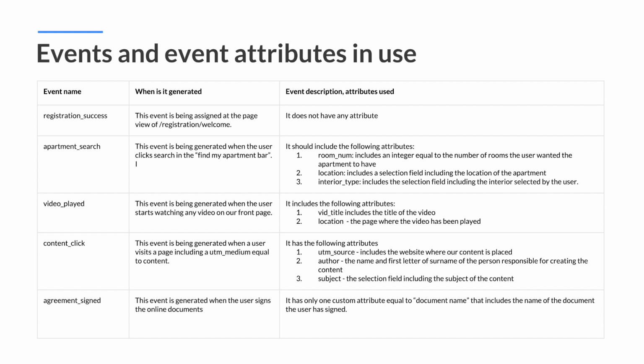For each event, you should include information on when it is generated and how it is generated, and all its attributes and what kind of data should be included in those attributes. A good practice is to describe the event so well that if you send this to a developer, he instantly knows how to implement it and what kind of information should be included.